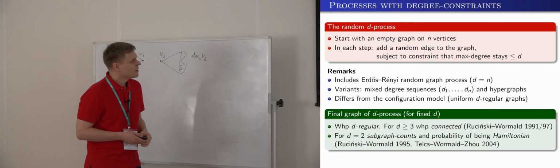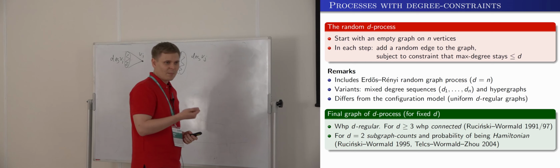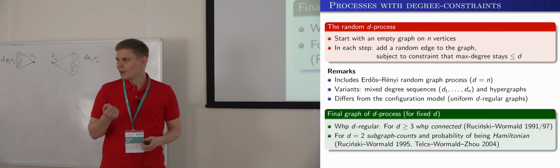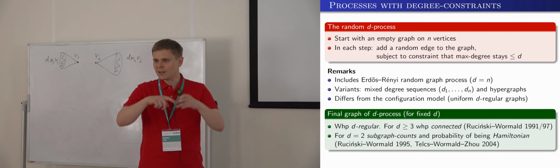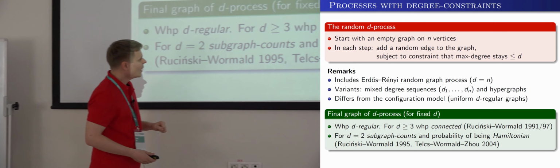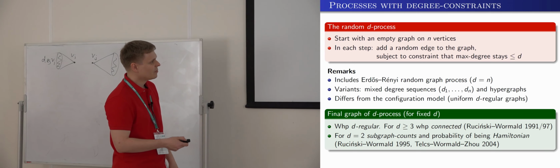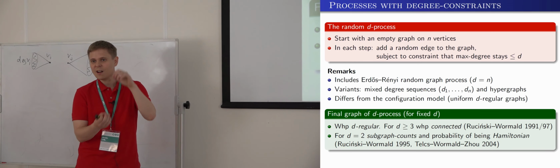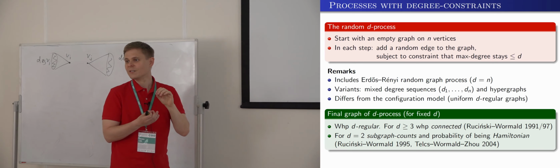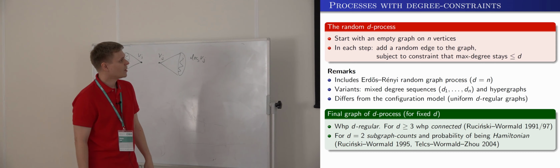And there has also been some very interesting work for the special case d equals 2, where they study things like subgraph counts, like what is the expected number of triangles in this model. And they also studied the probability that your graph is Hamiltonian, that it consists of one long cycle. These results, I should say, I find quite remarkable. For example, the probability that your graph is Hamiltonian is something like 1 over square root n. And they even managed to nail down this probability up to the constant. It's really quite remarkable results here.